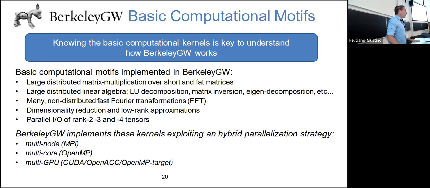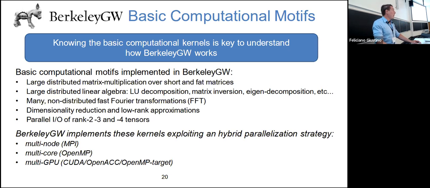Again, we have a hybrid level of parallelization. The original one, used for multi-node communication, is based on the MPI libraries. We have worked a lot to optimize our software package on many-core architectures.